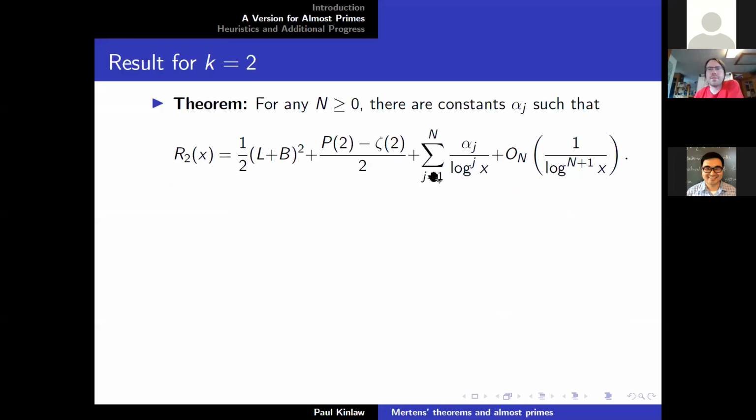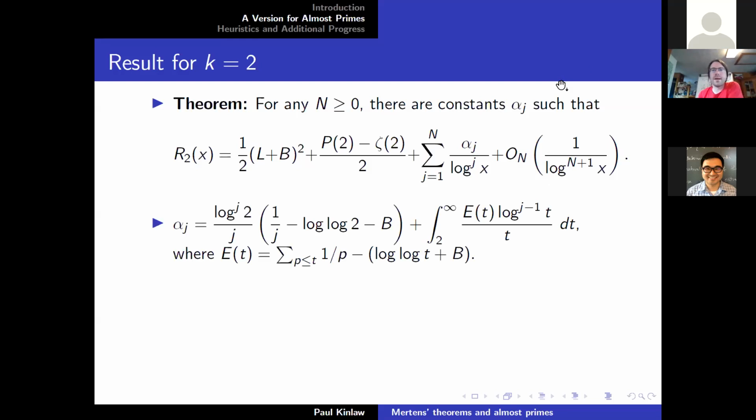And then we have these smaller order terms. So it's 1 over log x to the j times a constant, and then plus an error term that's big O of 1 over log x to the n plus 1. And then the implied constant depends on n. And here are the formulas for the alpha j. And the integral here involves the error term in Mertens' original theorems. That's what E of t is.